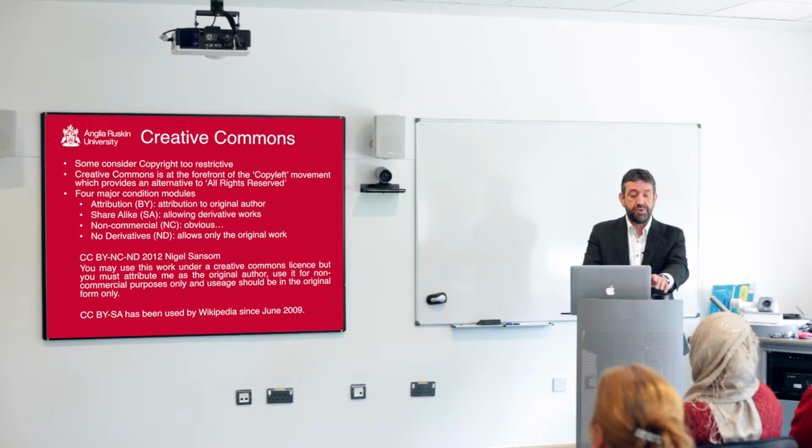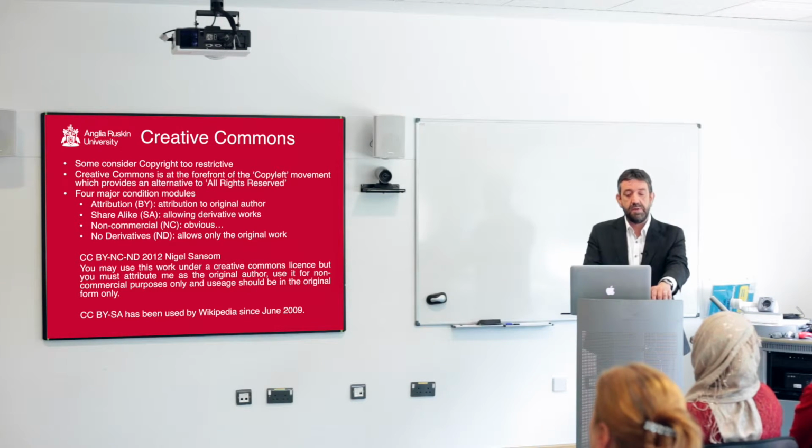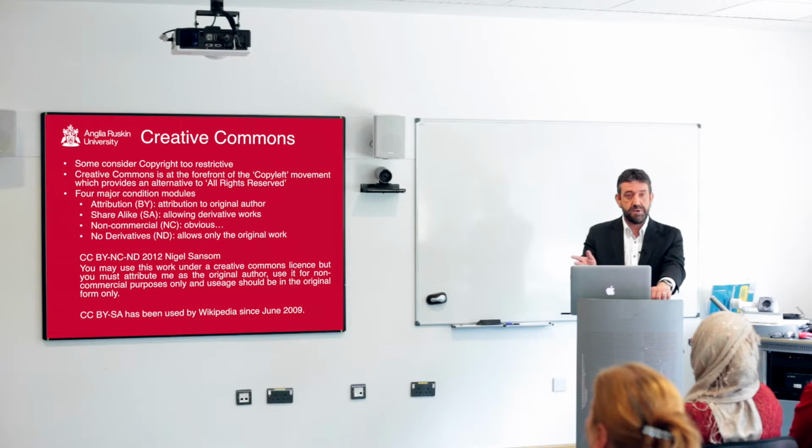So you can say, all I want to do is attribute this to the original author, or I want to attribute to the original author and allow derivative works, or you can say I'll attribute to the author, allow derivative works as long as they're not commercial. So you have CC, BY, SA, NC, or you can have no derivatives, which means only the original work can be utilised in a form. So you put it out there in its entirety, in its original form. So I can say CC, BY, NC, ND 2012 Nigel Sansom is quite restrictive, but any of those is good as long as you assert which one it is.